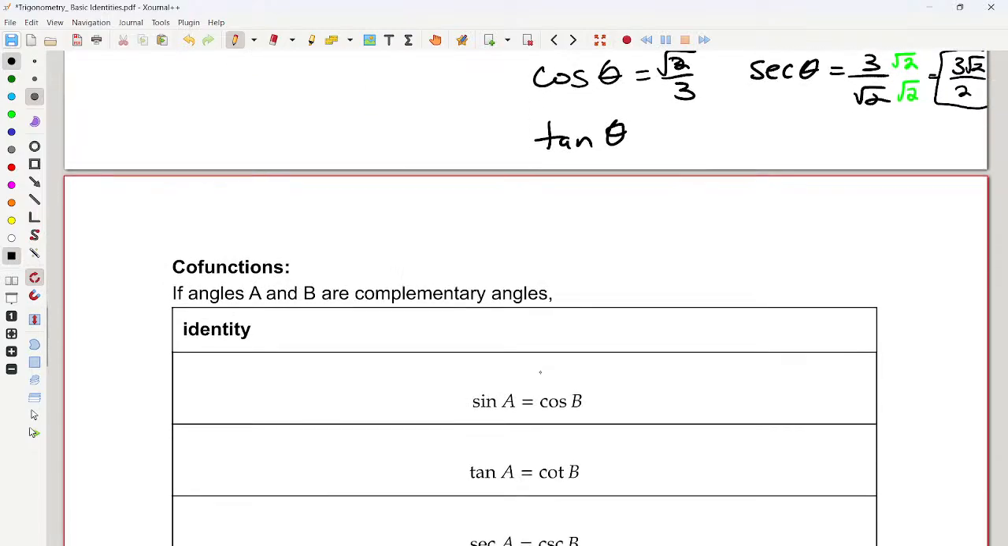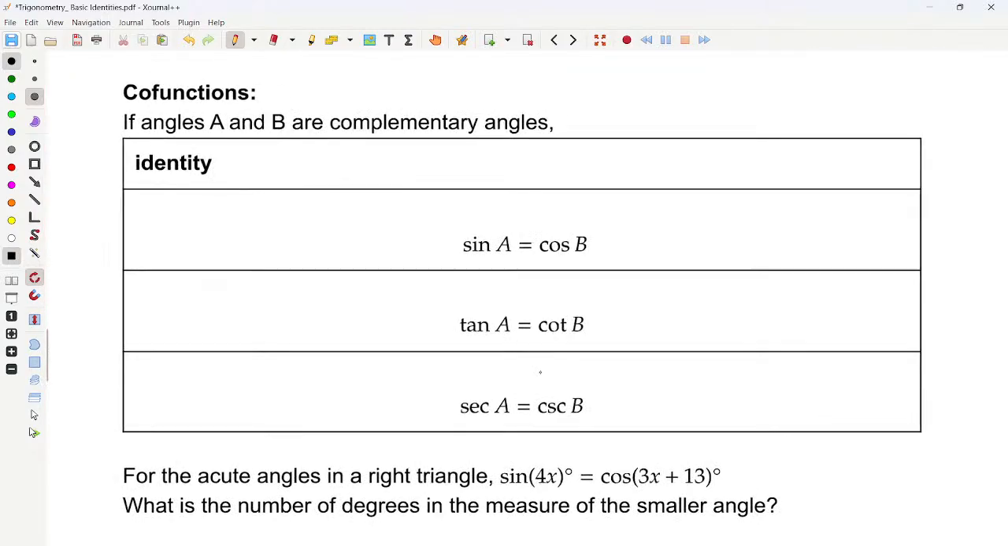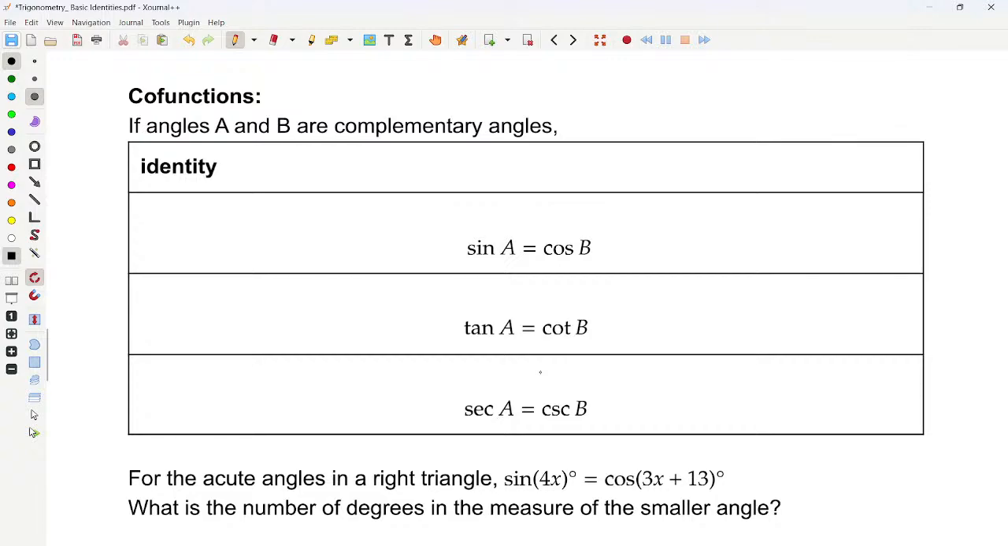Alrighty. This is the last set of identities. And then we're going to talk about radian measure.